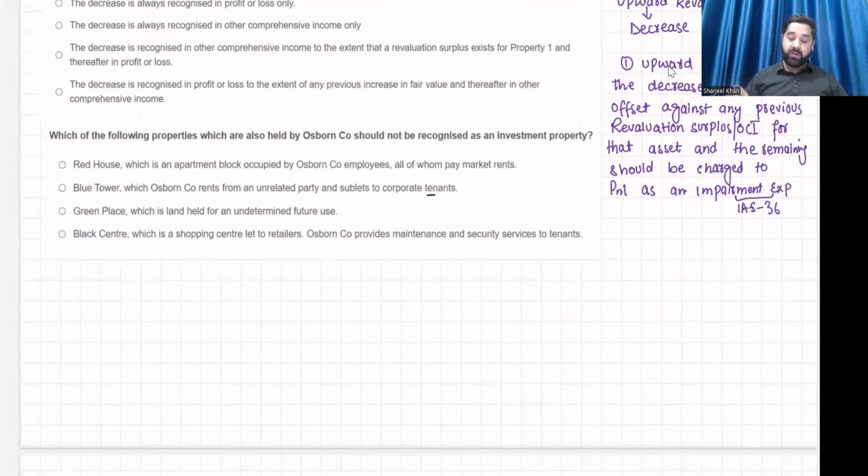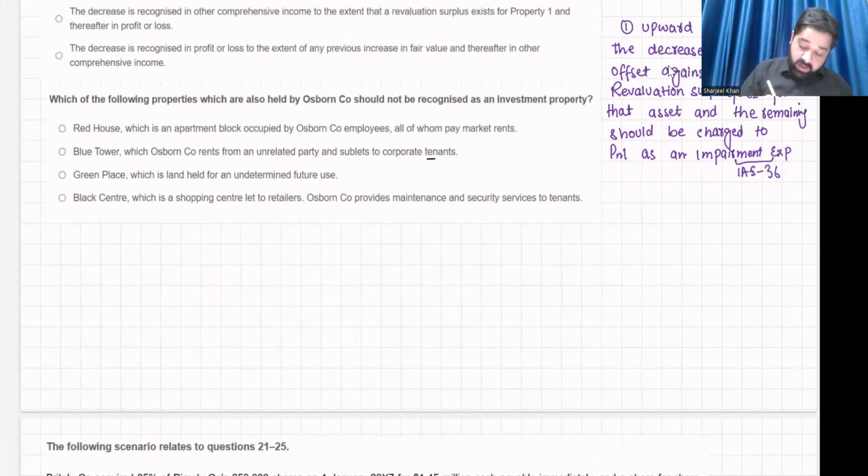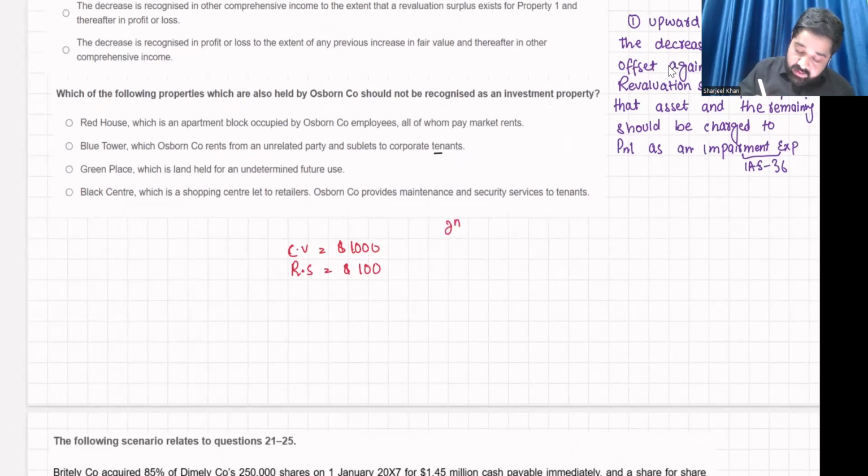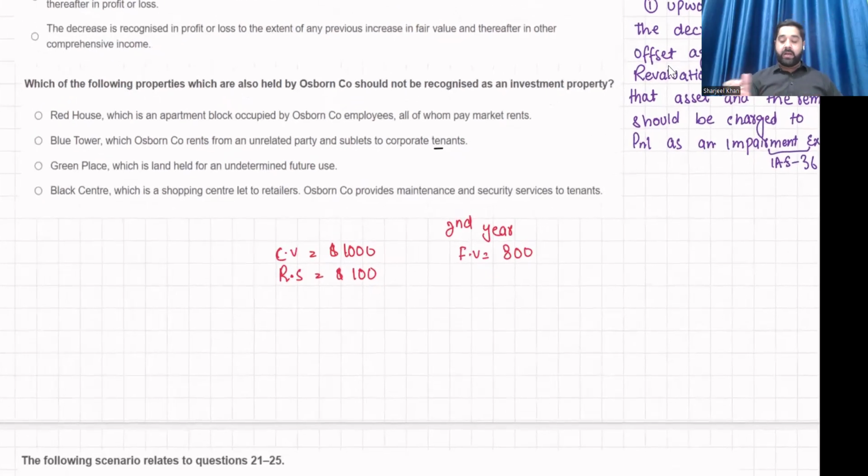Let me give you a simple example. Let's say, for example, there is a property and the carrying value for that property is $1,000, right? Then the revaluation surplus for this property is present as, let's say, $100. Now in the second year, the fair value of this property decreased to 800, right? Ignore the depreciation expense. So the fair value for the second year for this property is 800. Now there is a decrease of $200.